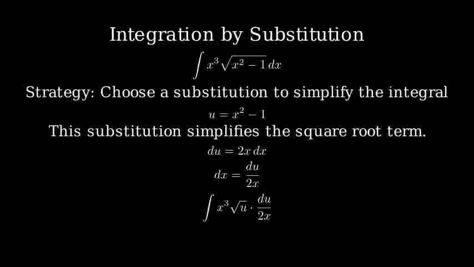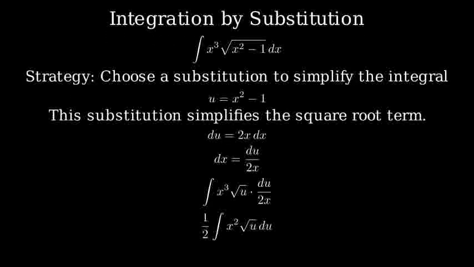So we are integrating a simpler expression: x cubed times the square root of u times dx equals 1/2 times the integral of x squared square root of u du. But we still have x squared in the integrand. Let's return to our substitution.